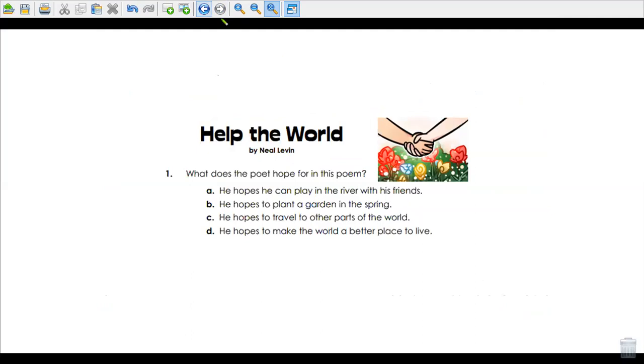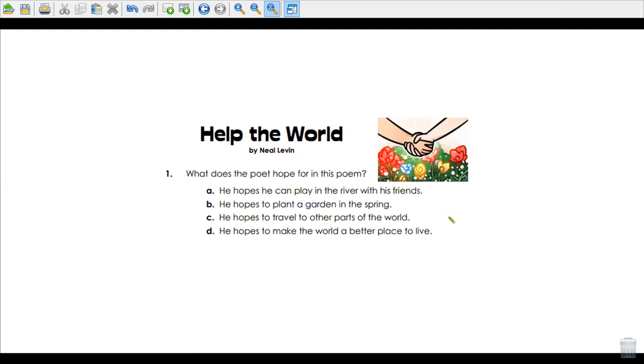Now, after you've done that, we have one question, and I want to see if you understood what this poem was asking. So it says, what does the poet hope for in this poem? A, he hopes he can play in the river with his friends. B, he hopes to plant a garden in the spring. C, he hopes to travel to other parts of the world. Or D, he hopes to make the world a better place to live. Pause this video right now so you can think about it.